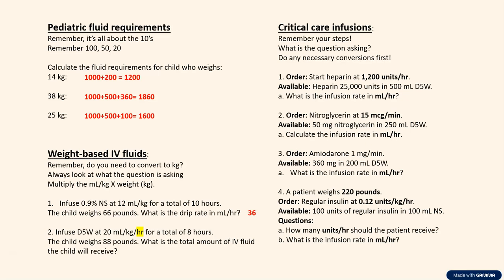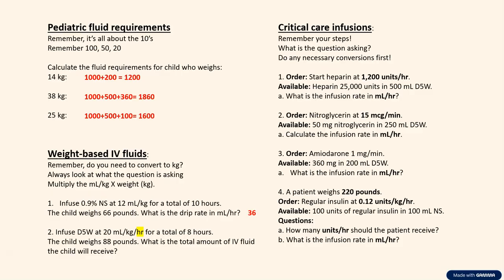If you didn't understand that, go back and look at the problem again step by step. There's a lot of steps that happened before that answer appeared. Convert to kilograms. Once you convert to kilograms, multiply that by the milliliters per kilogram, and then look at the amount of time you have to infuse the amount of fluid.